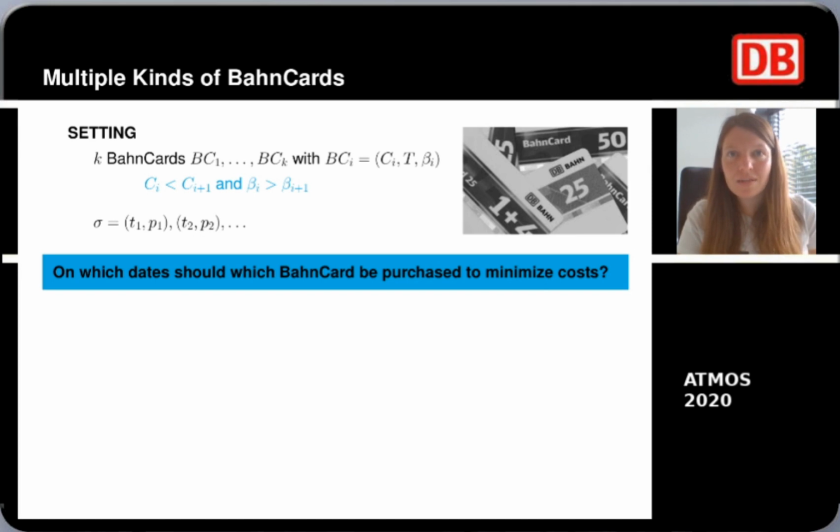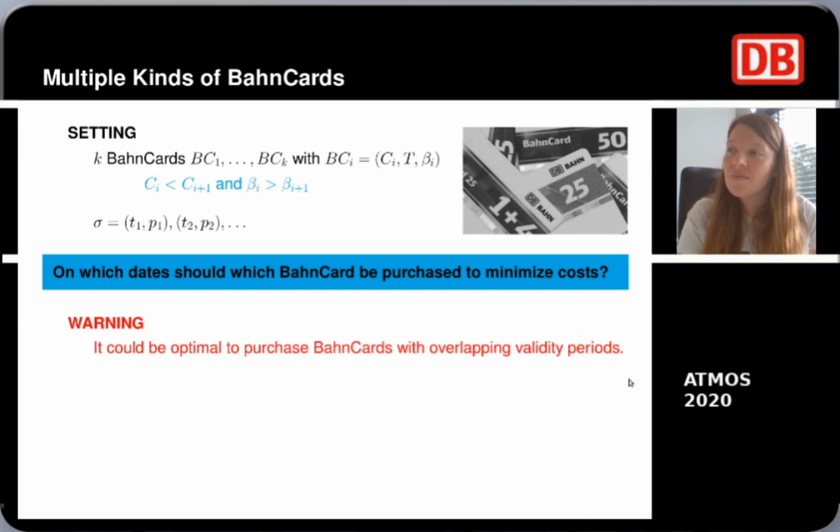But it also makes it more complicated for the following reason, which might be less obvious: it might be optimal to purchase a BahnCard while another BahnCard is still valid. For the one-kind BahnCard problem, this is never a necessary part of an optimal solution, because if you buy another BahnCard while the BahnCard of the same type is still valid, you just shorten the validity period of the BahnCard bought later. So it always makes sense to wait until the currently valid BahnCard expires and only then buy a new one.